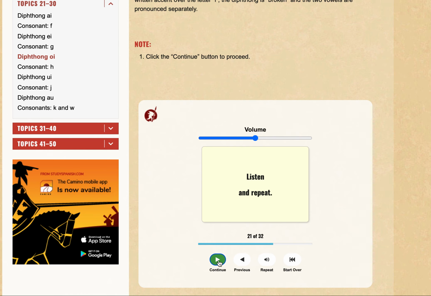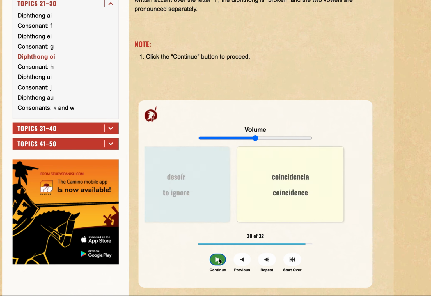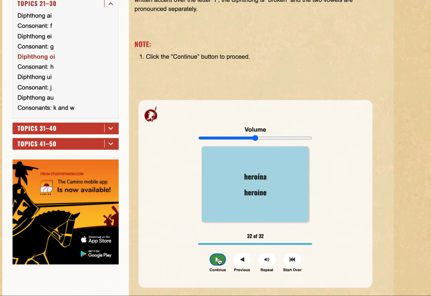Listen and repeat. Every other word has a diphthong. Oi. Oíste. Estoy. Oigo. Oír. Coima. Oí. Voy. Desoír. Coincidencia. And the last one for this exercise, heroína.